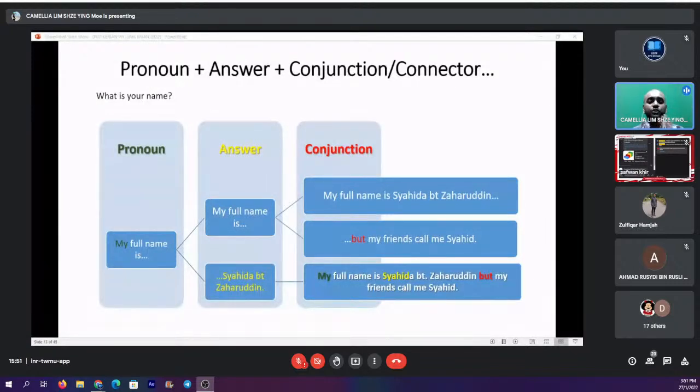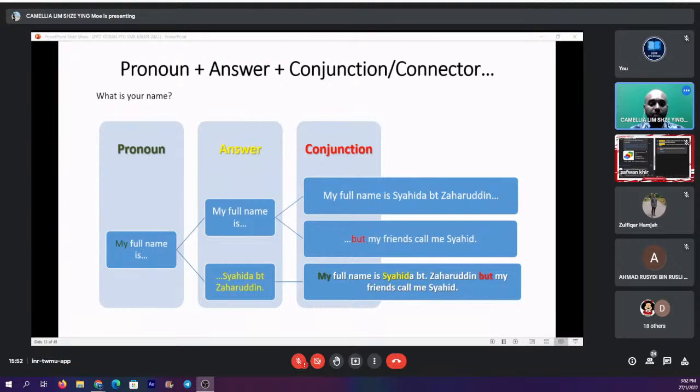Okay, for each question, encourage students to start their responses with a P, which is pronoun. Like for this question, what is your name? Start with "my," and of course, they should know it's followed by "full name is." And then only they should place the A, which stands for answers, right? Which in this case is their name. Lastly, follow it up with a C, which stands for conjunction or connector that they can think of at that moment. Like in this case of this question, they can place a "but" here to follow up with what they prefer to be called.